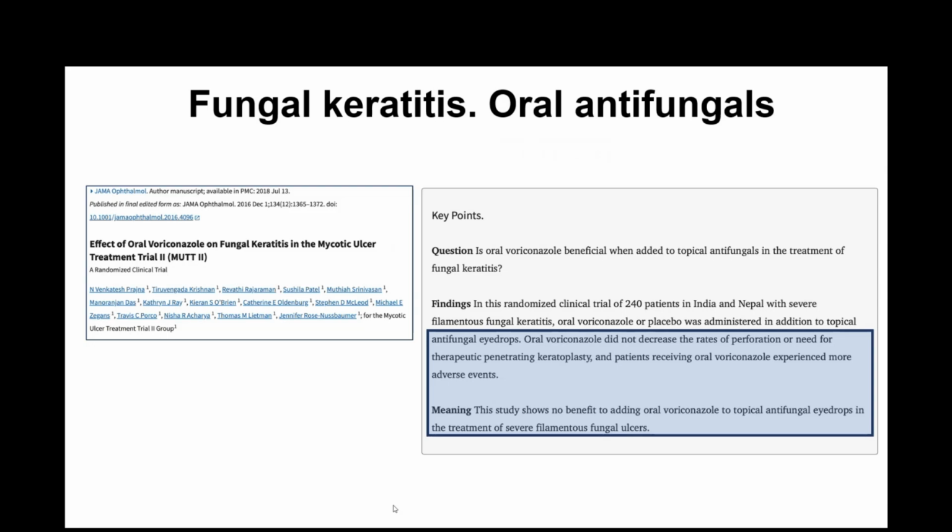The role of oral antifungals has been investigated in the Mycotic Ulcer Treatment Trial 2, which compared oral voriconazole and placebo in addition to standard topical antifungal therapy. And this study showed no benefit to adding oral voriconazole to topical antifungal eye drops in the treatment of severe filamentous fungal ulcers. Moreover, patients receiving oral voriconazole experienced more adverse events.